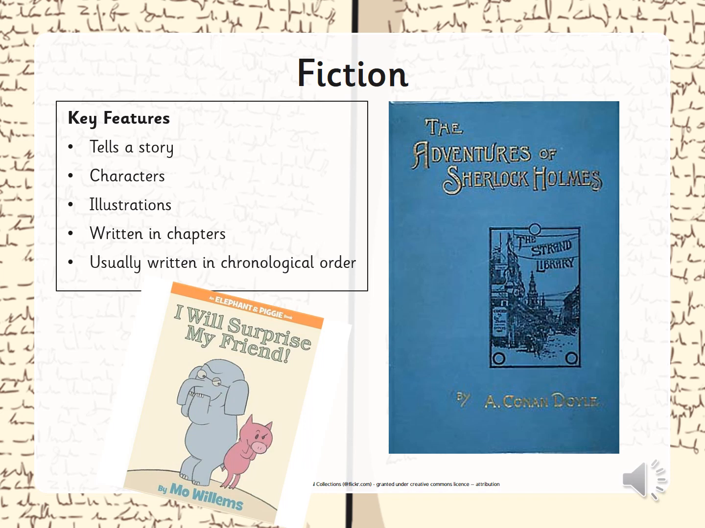Let's look at the key features of a fiction book. First, it tells a story. A fiction book has characters. It has illustrations. And some of the fiction books are written in chapters, and they are usually written in chronological order, meaning the story happens, let's say, in the morning, and then goes to the afternoon, and then the end. Or it has a beginning, the middle, and end of the story.